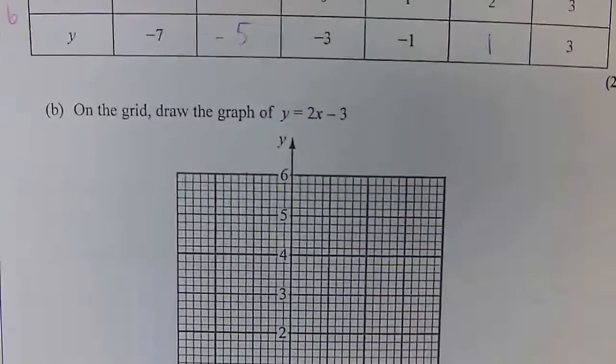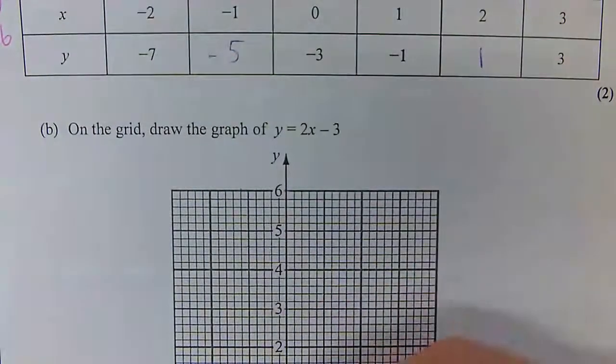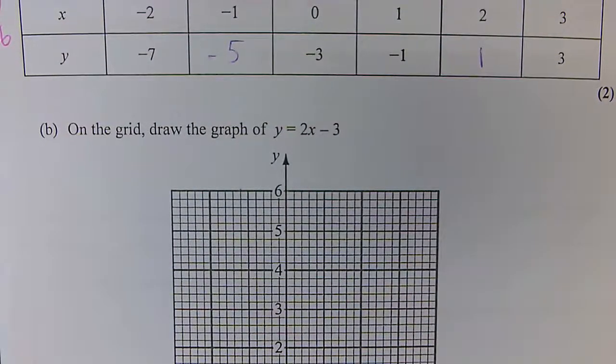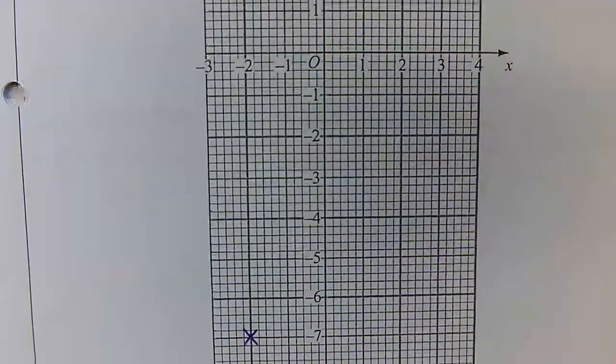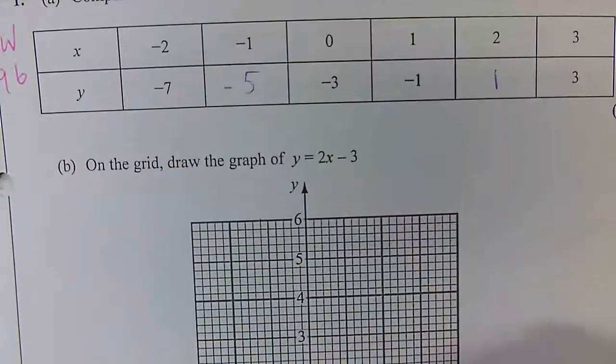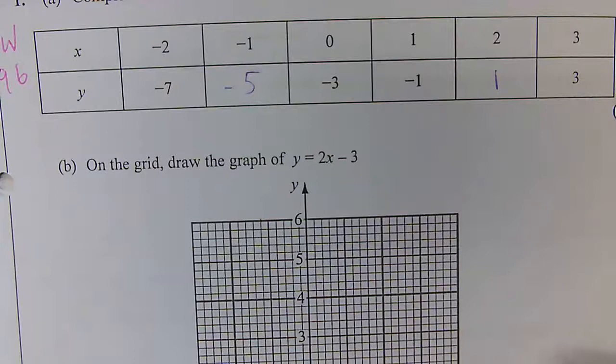Okay, let's plot this. So we've got minus 2, minus 7, which is down here. Be really careful plotting these, okay? Use a cross or a plus, and it actually goes exactly on those grid lines. We've got minus 1 and minus 5. We've got 0, minus 3; 1, minus 1; 2, 1; and 3, 3.